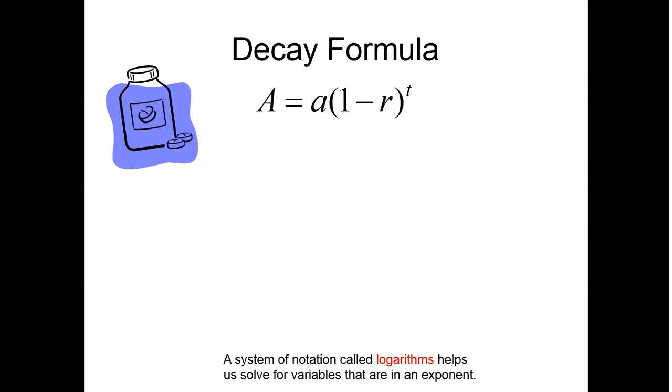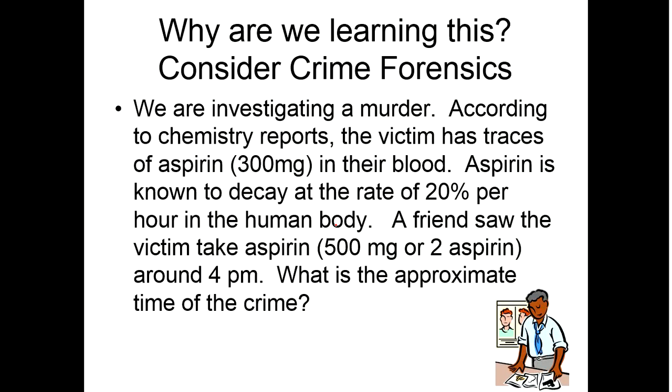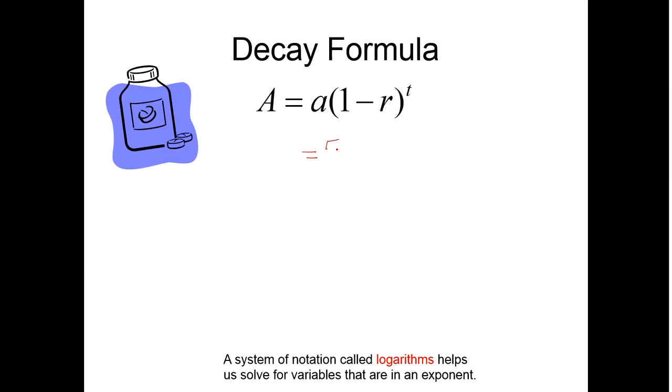So guys, we are decaying, right? Because the amount of aspirin is going down. So I do know that she has an initial amount of 500 milligrams, right? Because that's how much she initially took. I know it's going to be 1 minus, and the rate was 20%, so 0.2. And after time t, right? Because we don't know the time. We want the approximate time of the crime. But we do know after time t, we have about 300 milligrams left of aspirin in her blood.